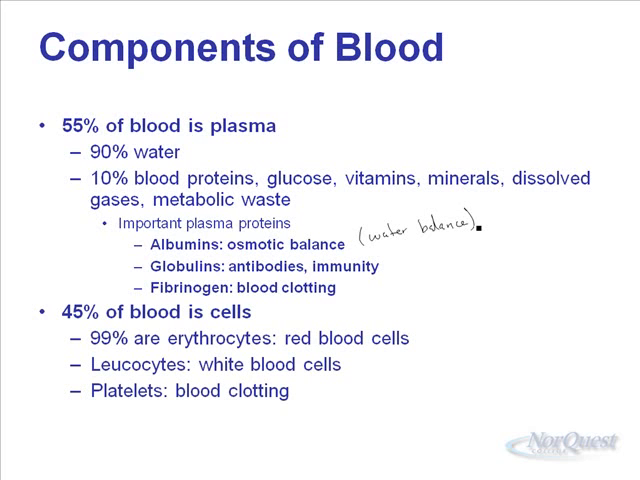The other 45% of your blood is cells. 99% of that are erythrocytes, or the red blood cells. Then there's also leukocytes and platelets.